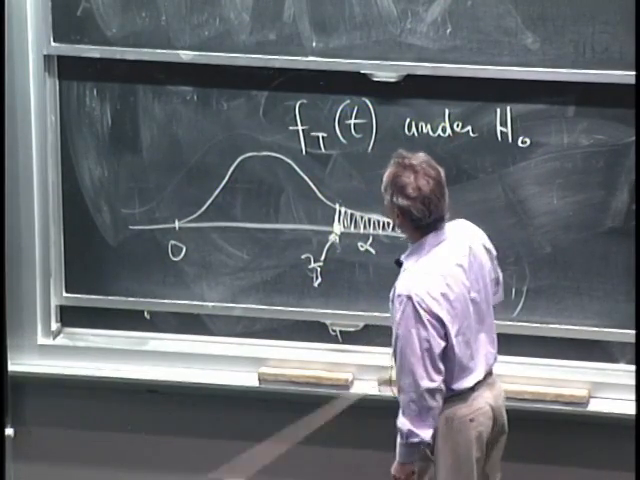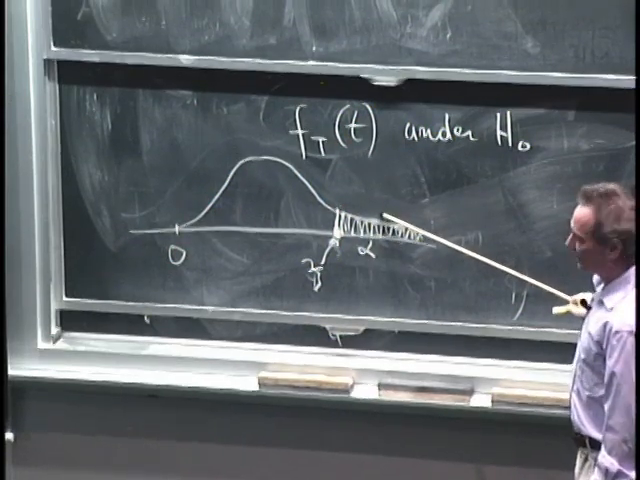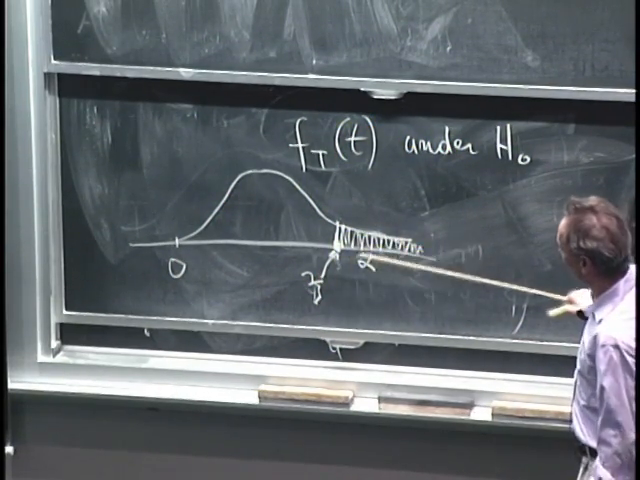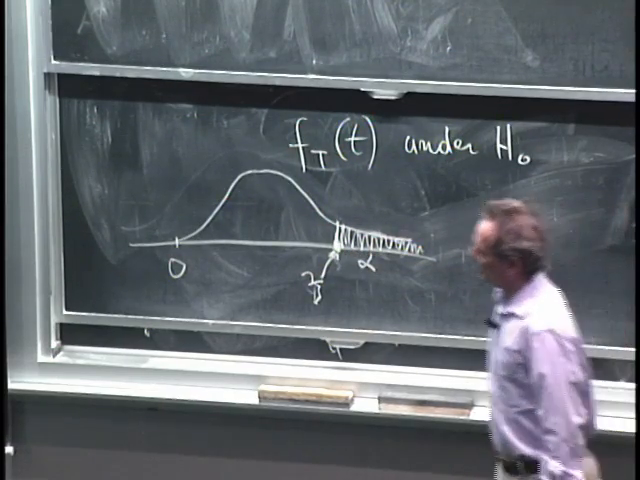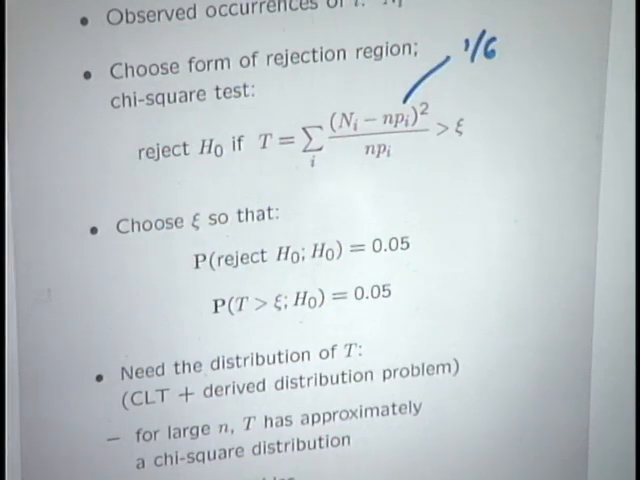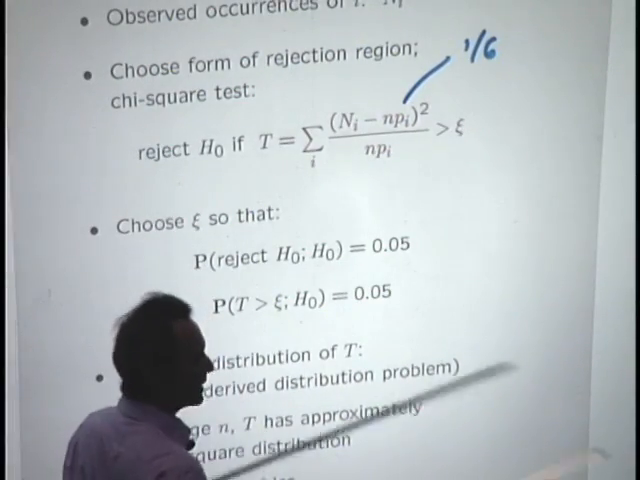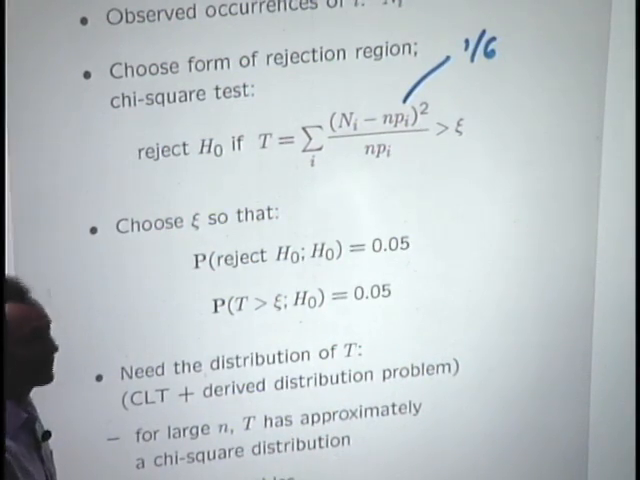Once you find what that distribution is, then you can solve this usual problem. I want this probability here to be 5%. What should my threshold be? So what does this boil down to? Finding the distribution of capital T is in some sense a messy, difficult derived distribution problem.